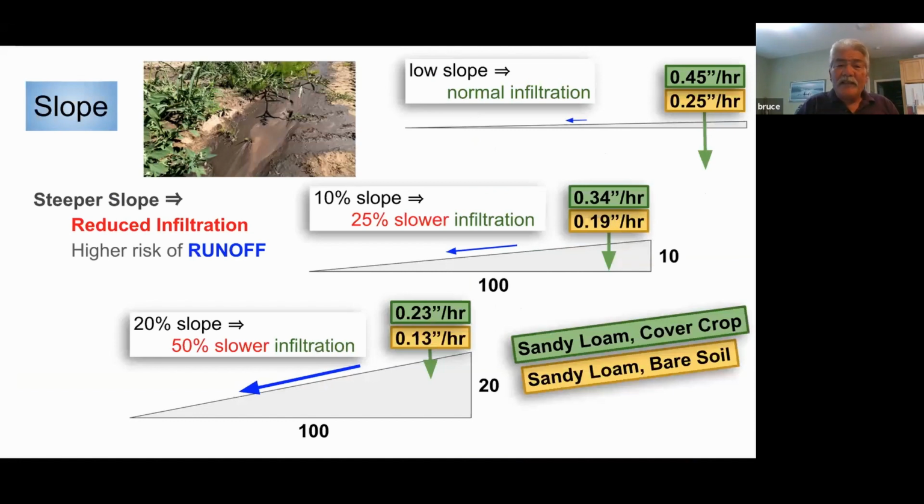So slope has a very critical effect on our application rates. If you have a flat piece of land, here we're looking at the sandy loam type of soil again, you're going to be at 0.45 inches per hour as the maximum application rate you could use. Now let's throw a 10% slope in there. With a 10% slope, you're going to be looking at 0.34 of an inch per hour as your maximum application rate. Then when you increase it to a 20% slope, you're all the way down to 0.23 inches. So on sloped areas, you really want to look at that.